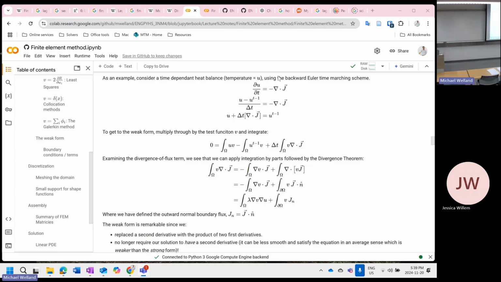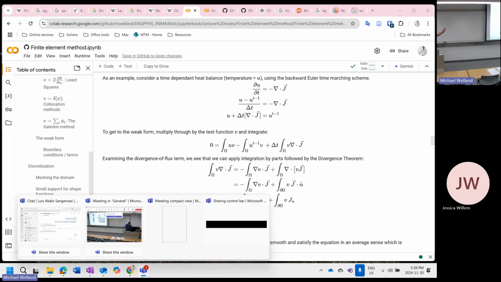What you do, you take your equation, you integrate over your volume, which is omega, and first of all, you multiply through by your test function, in this case b, and then you integrate over your volume. Integrals are distributive and associative, right? Which means that the integral of the whole equation you can just break up term by term.